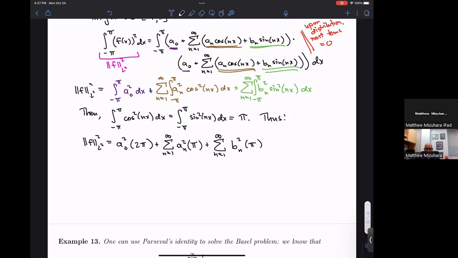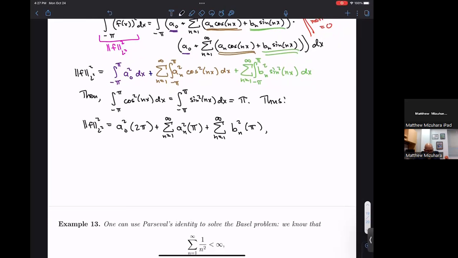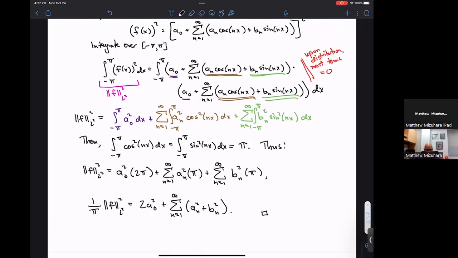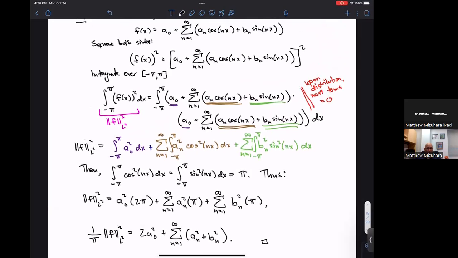And you see if I divide everything by pi, I arrive at my desired equation: 1 over pi times the L2 norm of f squared equals 2 a_0 squared plus the infinite sum from 1 to infinity of a_n squared plus b_n squared. We're done. So a very nice proof. It somehow maybe looks more complicated than it really is.